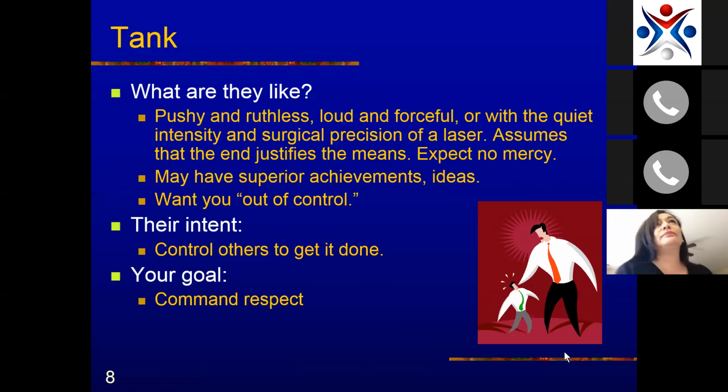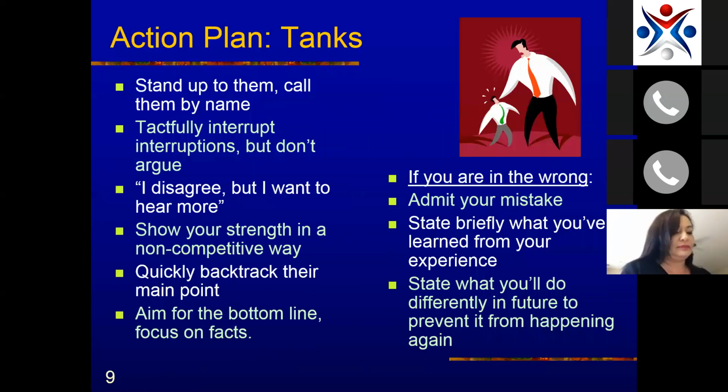Slide 9. So the action plan to deal with the tanks, stand up to them and respectfully disagree. You can say something to them, for example, that's an interesting opinion, Steve. I've not heard of that before. Please expand on that. You want to focus on facts and do not try to compete. However, if you are in the wrong, admit it and provide countermeasures to prevent a reoccurrence of that situation.